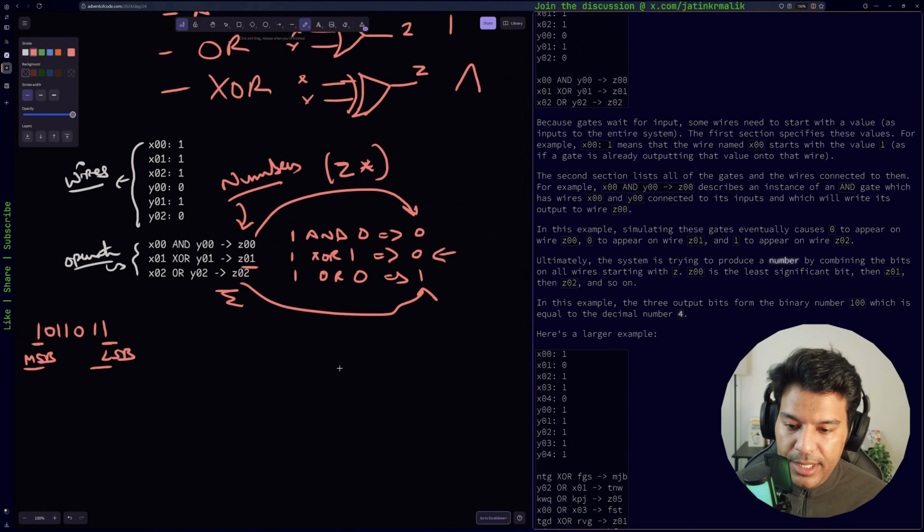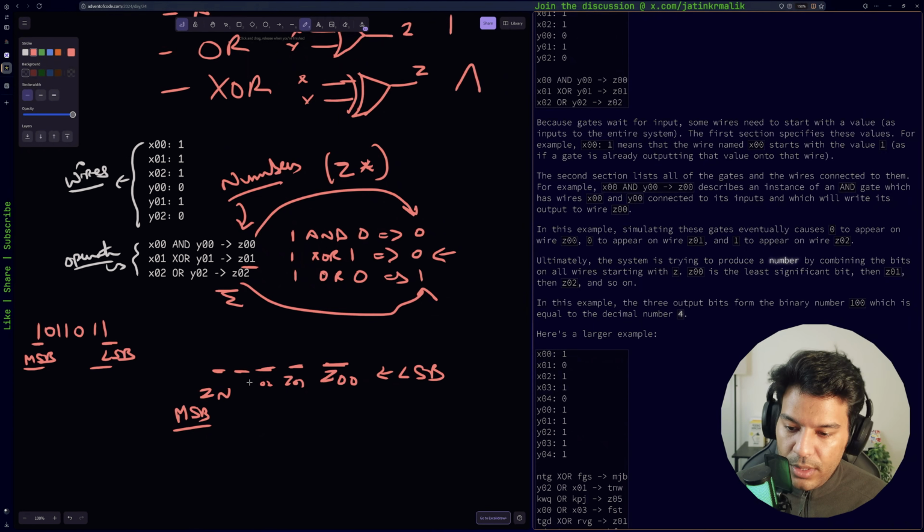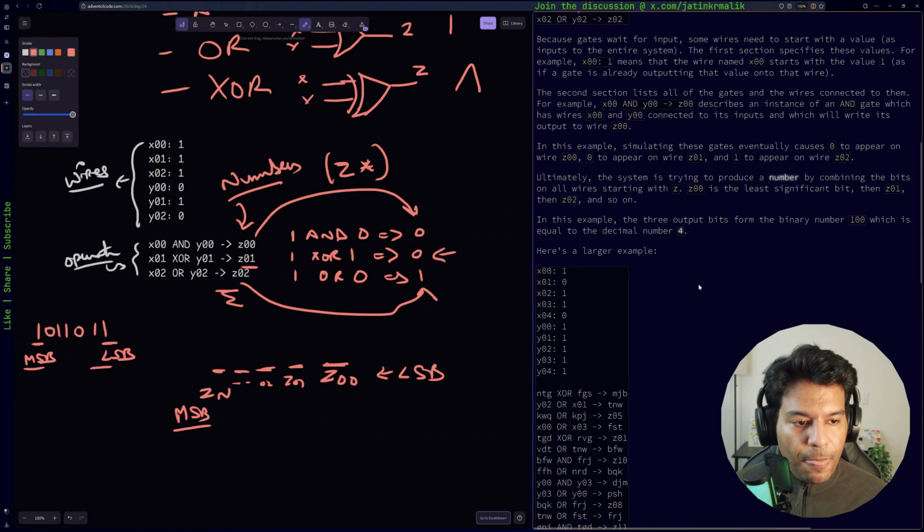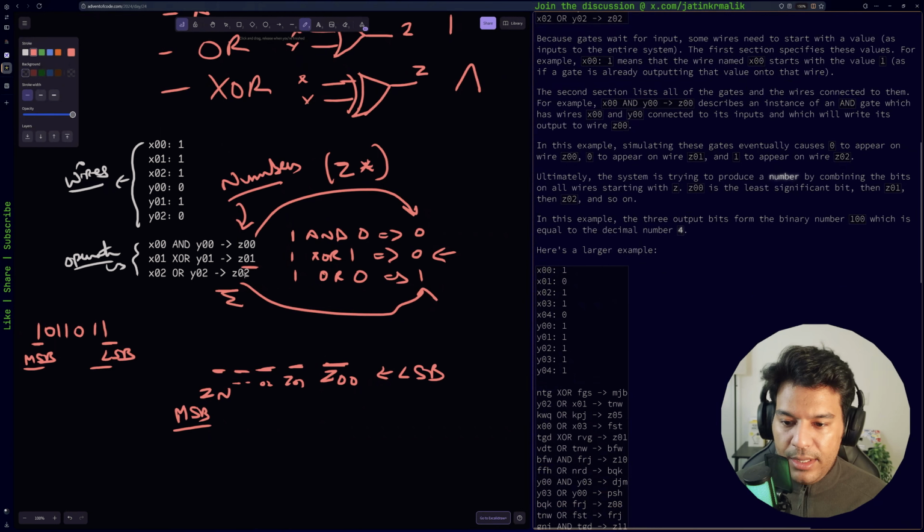In this example, when you are creating a number out of it, your least significant bit is z00. Then, based on how many wires you have, your Zn, which is the MSB, would be here. So you fill it in this way, z01, z02, and so on. If you look at this example, the number we end up creating is the binary number 100, which is equal to decimal number 4.